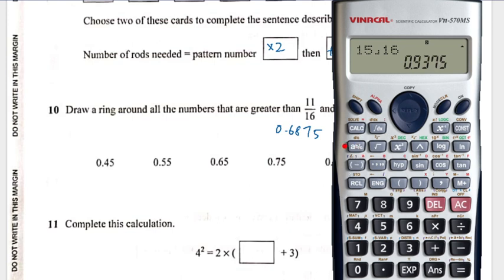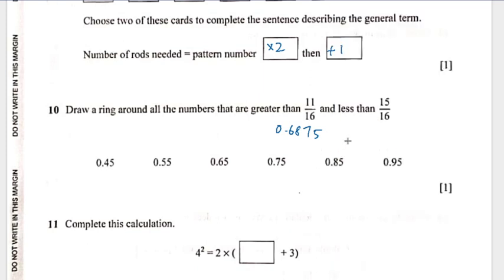So let's convert to decimals. When you want to convert to decimal, you press this button here. We get 0.9375. Then we write here 0.9375. So which one is in between here? This 0.45 is less, right? So nope, this one is no. 0.55 is less than that too. 0.65, maybe we can draw a line here.